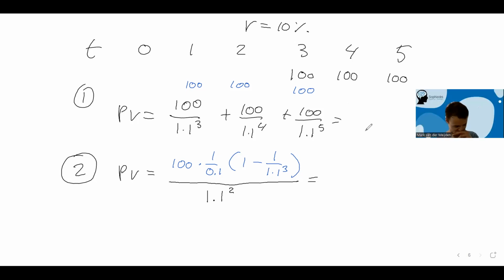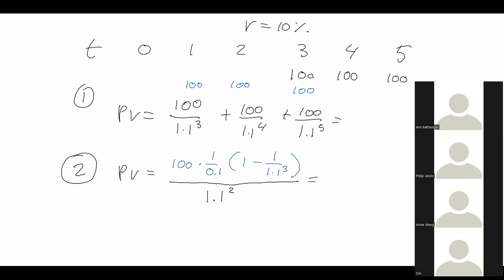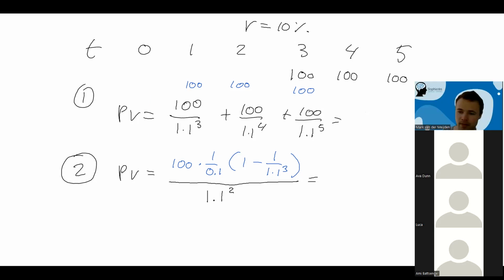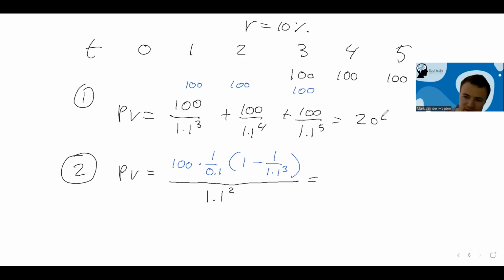What do you guys get? $205.52. Yes, 205.52 with both methods. And that's how you can do a correction when you have a delayed cash flow. So here the delay was 2 years, therefore you're putting a 2 here. Okay, very good, Ava.